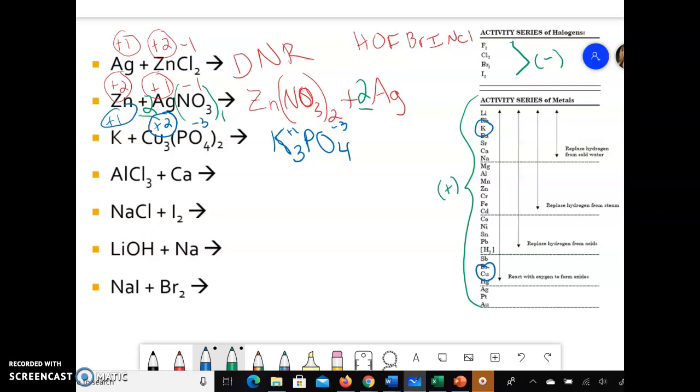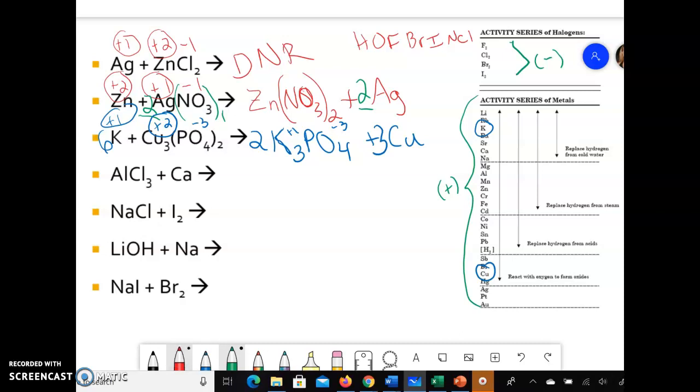And then the last thing is that Cu got kicked out. The only thing you need to check on Cu is if you need a 2 on it. If you look at the Hofbrinkel elements at the top, Cu is not a Hofbrinkel element. It's not diatomic, so we don't need a 2. But we do need to balance this reaction. So let's see. I see 2 phosphates on the left and only 1 on the right, so we can put a 2 there. We need 6 Ks because 2 times 3 is 6. And we need 3 coppers, and that should balance the reaction.